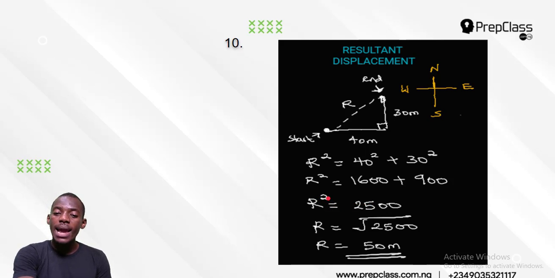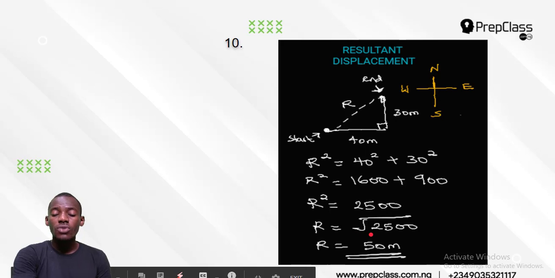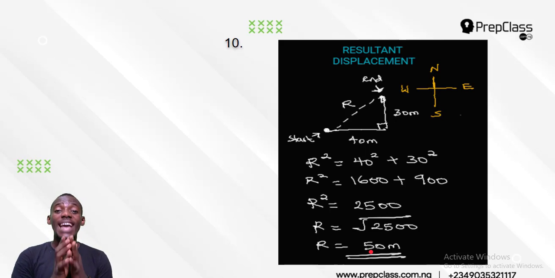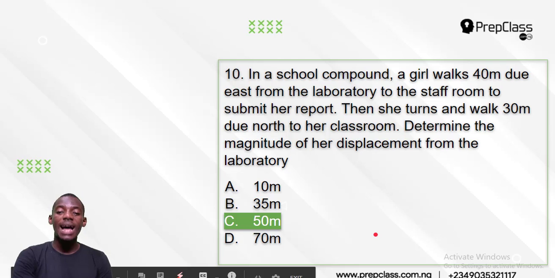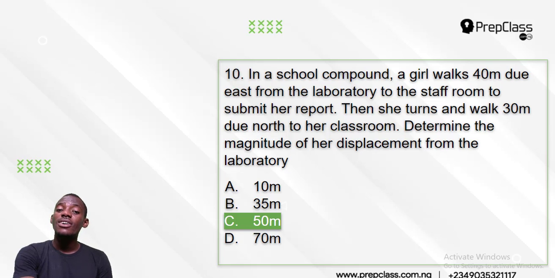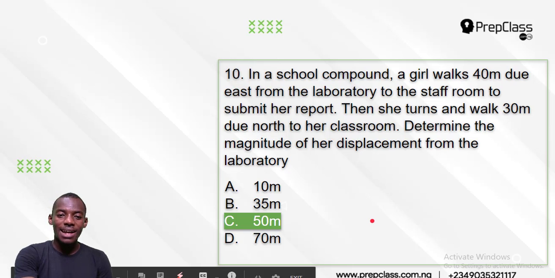Now this square here, jump to this side, remove the square, it becomes the square root of 2,500. So the square root of 2,500 is 50 meters, and that is how you find resultants of any force, any day, anytime, with this kind of drawing. So the answer is just 50 meters. That is the magnitude, and that is the answer to number 10.